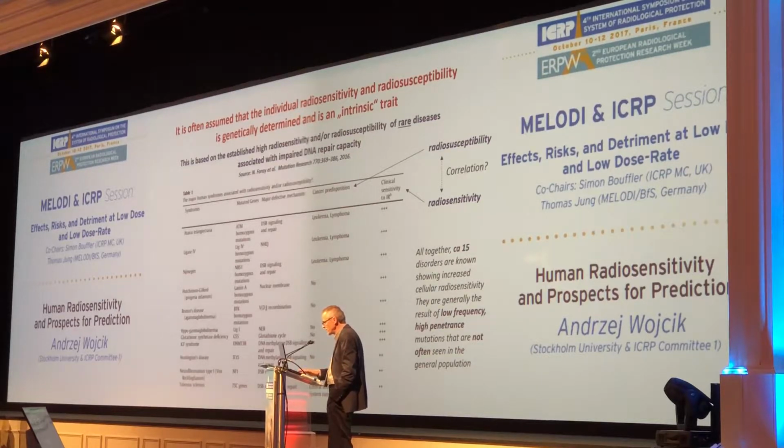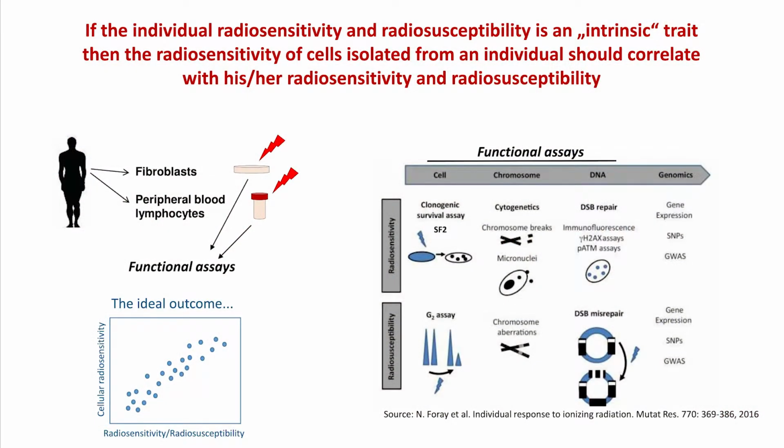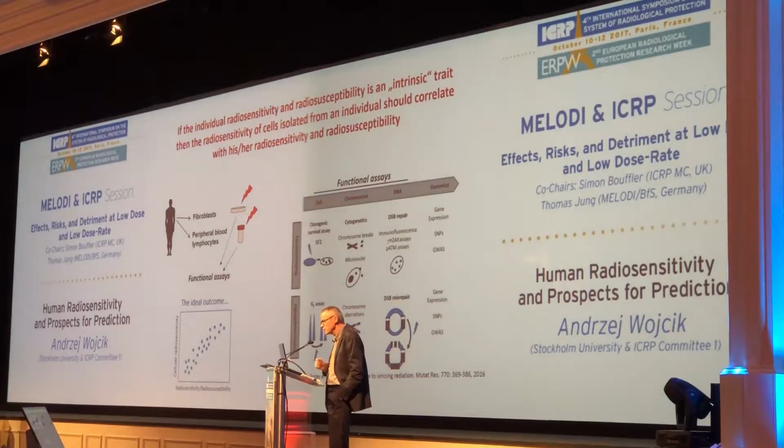Okay, and now if we assume that we are intrinsically radiosensitive or intrinsically radiosusceptible, then we can take tissue samples, let's say peripheral blood lymphocytes or fibroblasts from a person, and determine the cellular radiosensitivity of these tissue samples. So take lymphocytes, irradiate them under in vitro conditions, and look for DNA damage, chromosomal aberrations, survival.